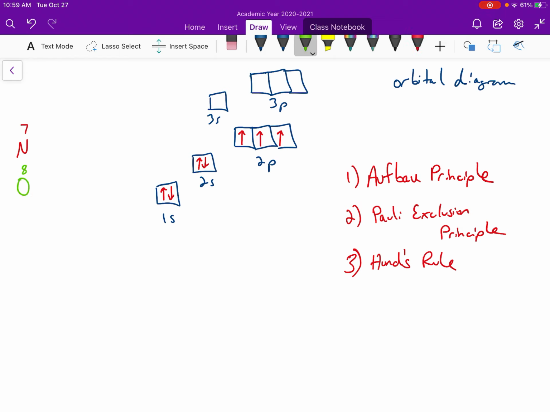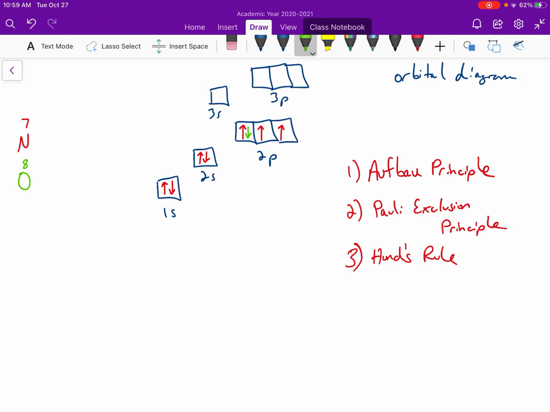So if I added 1 more electron, I would start here, and I would put it there, and so on and so on. Okay? So that's how we do the orbital diagrams. Now, you can probably imagine that this gets very messy when you start having upwards of 30 or 40 or 50 even electrons. So we do have several shorthands on how we do this.